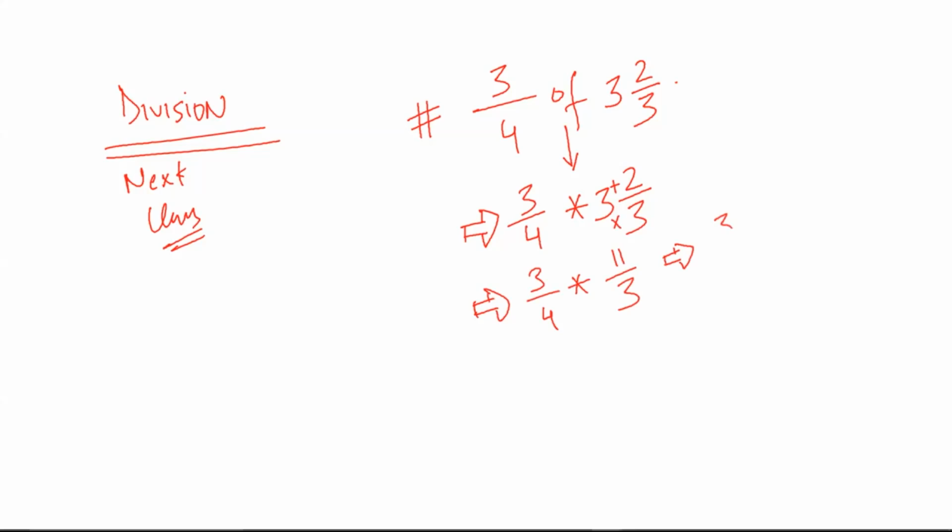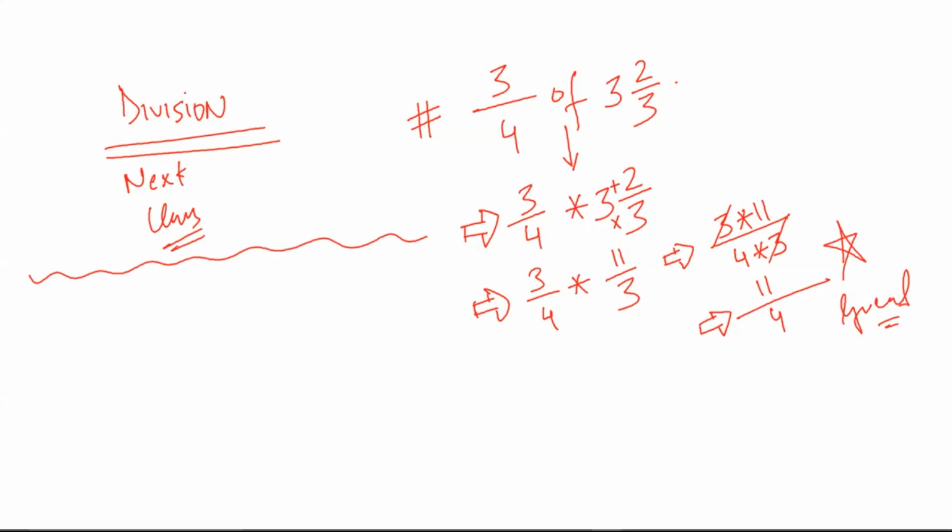Okay. I can write this as 3 into 11 upon 4 into 3. What are the common factors, Mr. Sarthak? So 3 and 3 will cancel. Final answer would be 11 by 4. 11 by 4. Perfect. Great. Very nice. Okay. We'll do another question of the same type. Division we will do the next time.